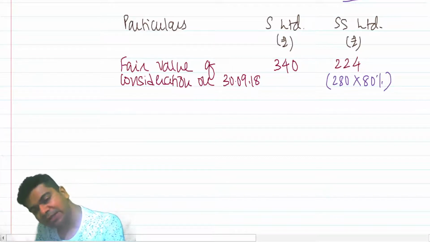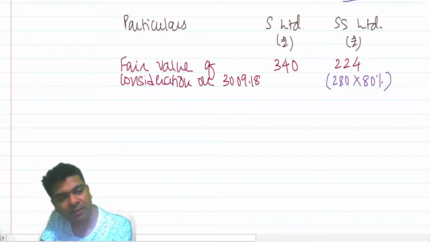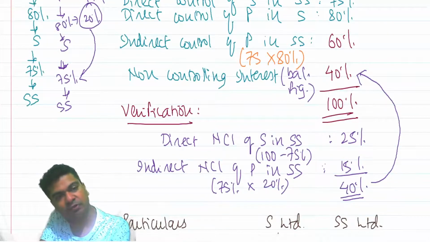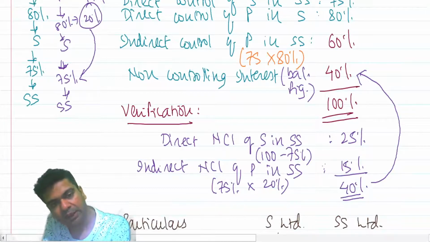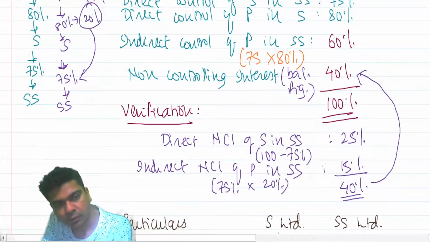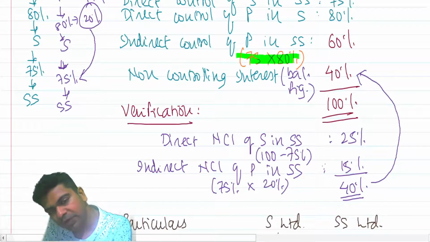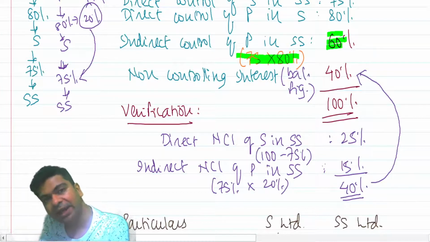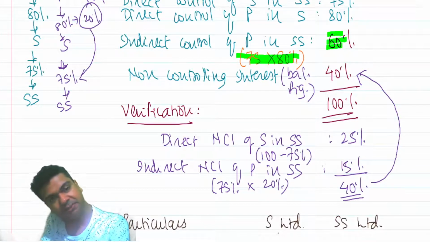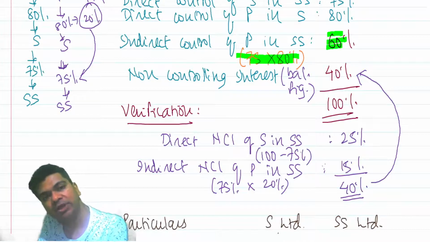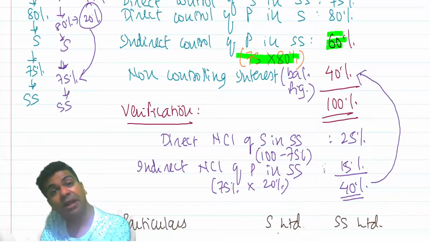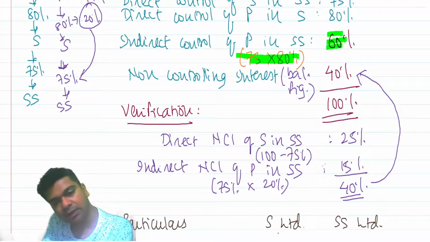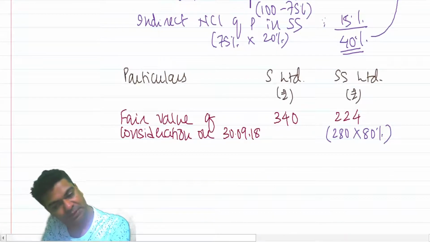You will not directly place 280. You will take 280 and multiply that by 80%. We have been constantly saying this. This is what we are planning to do. See, here it is, 75 into 80%, because our effective control is 60%. P Limited's effective holding in SS is 60%. So when you are doing the calculation of the cost of control, we require the effective cost of buying 60% shares. Please get it.